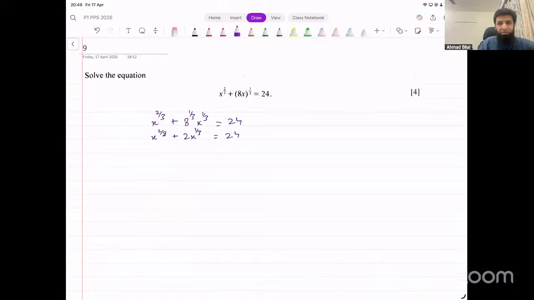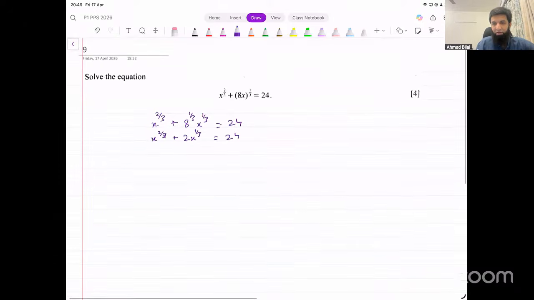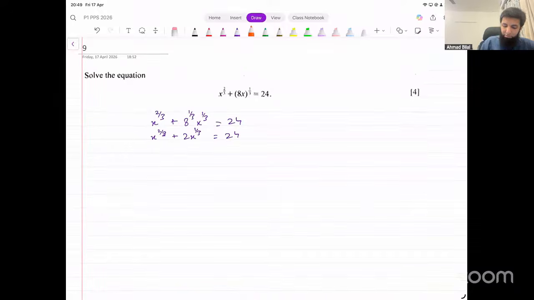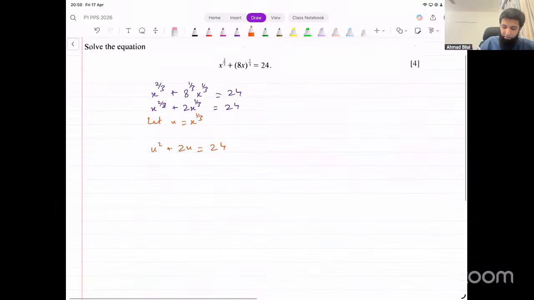One power is 2 times the other. So we could just substitute the smaller power with another letter. So u equals x power 1 over 3, for instance. And that will give you u squared plus 2u equal to 24. Khadija, I'll go back after this question. Just give me a couple of minutes. So u squared plus 2u minus 24 equal to 0.